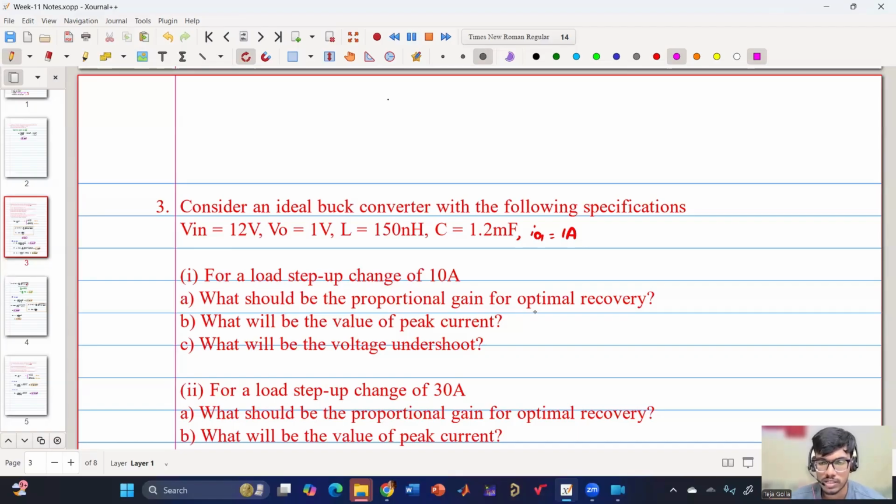So there will be one switching completely on, followed by completely off, and then it will reach the steady state. So we have seen how to calculate the gains for both step up as well as step down, for load as well as reference transient.